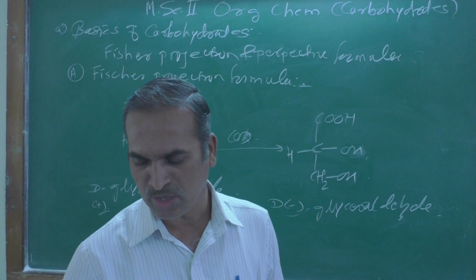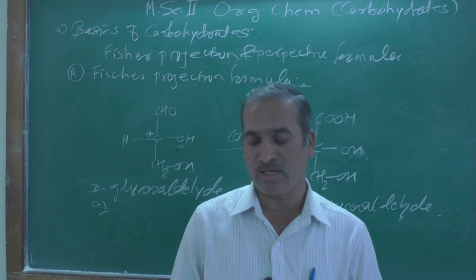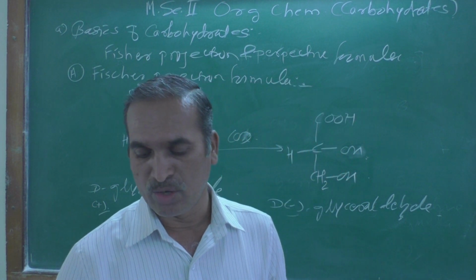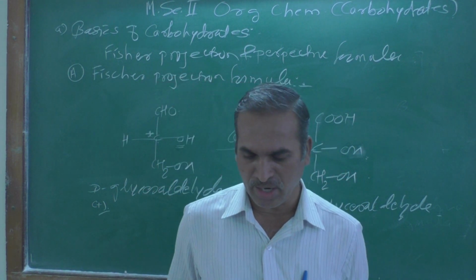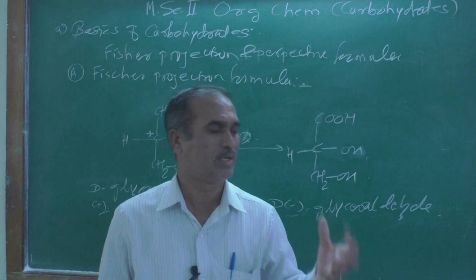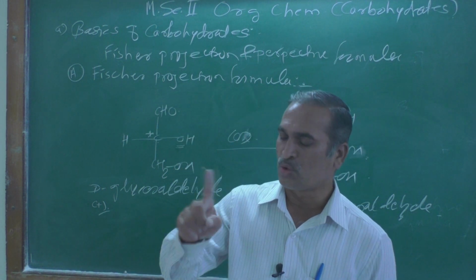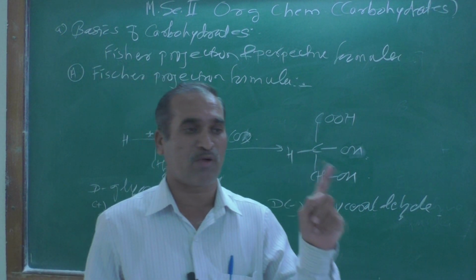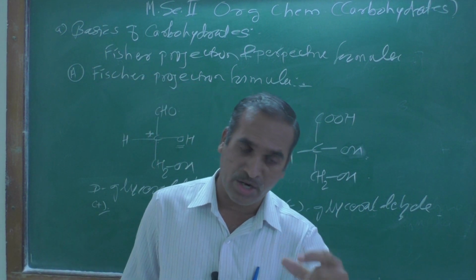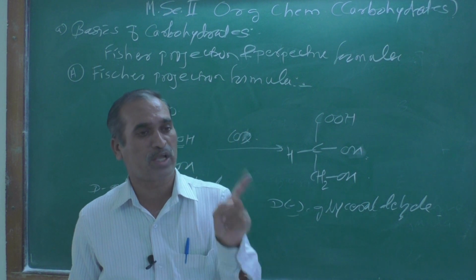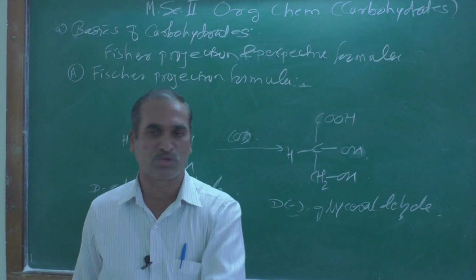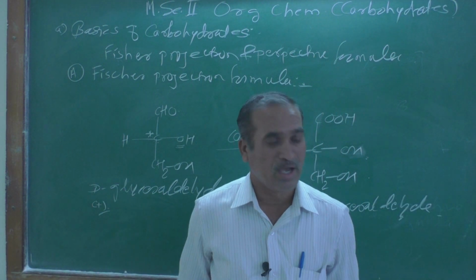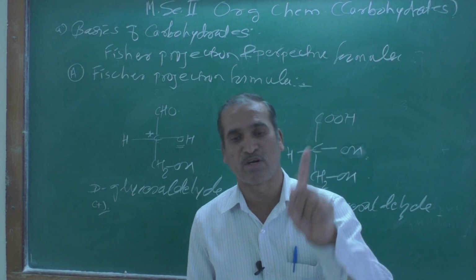Then absolute configuration, similar to R and S configuration, we already talked many times about that. But let us see here is glucose. How many chiral carbon atoms are present in glucose? There are 4 chiral carbon atoms. According to van't Hoff's rule, 2 raised to n, meaning 2 raised to 4, is equal to 16. 16 different isomers are possible, and glucose is one of them.